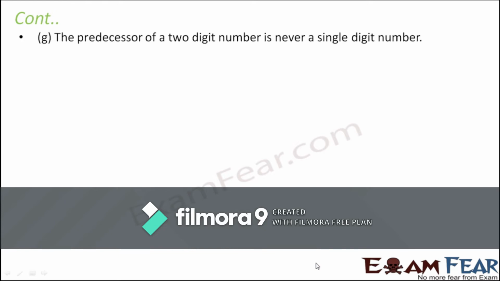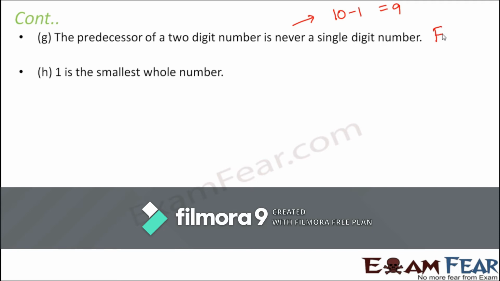The predecessor of a two-digit number is never a single-digit number. This is also absolutely false. Let us look at the example of 10. What would be the predecessor of 10? You subtract 1 from 10 and you would get 9. So the predecessor of a two-digit number can be a single-digit number. So this is false.